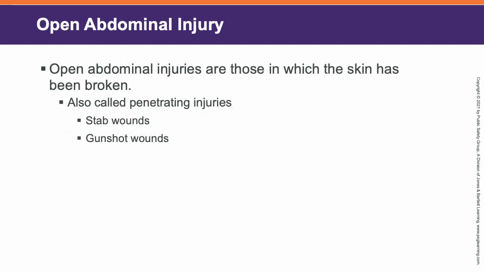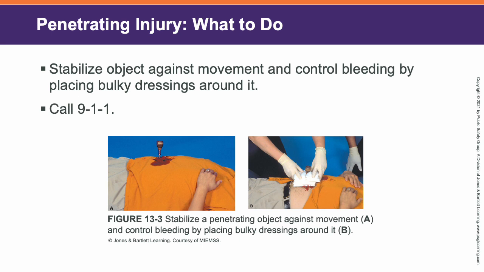For an open abdominal injury, again, when the skin's been broken, most of the things we're going to see are some sort of a stab wound or a penetrating object or a gunshot wound. As far as what to do, it's really the same as an object in the chest. We're going to stabilize it with bulky dressings and try and control bleeding by the bulky dressings around it. Don't put pressure directly on the object. You can put pressure around the object to help control bleeding. We're going to call 911. Do not remove the object.